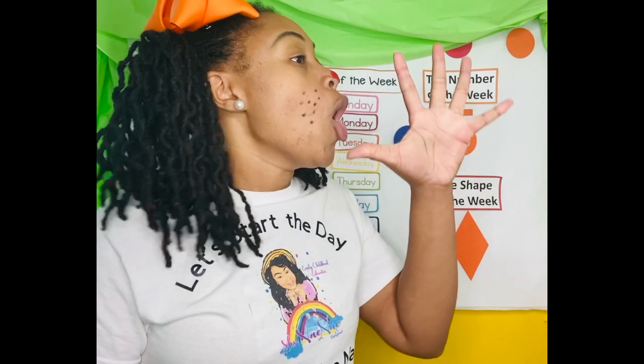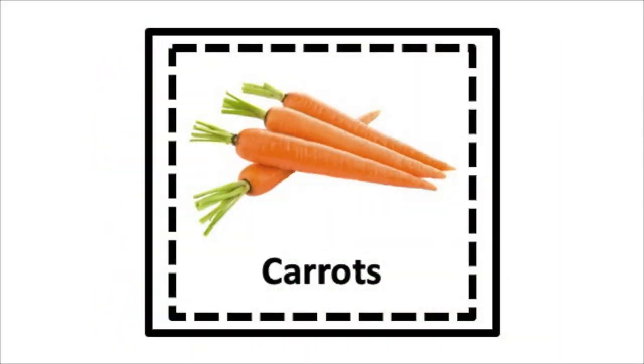Do it one more time. Orange. Great job. Now let's look at some orange color objects. All right. First object we have up, what is this a picture of? Carrots! Good job! Orange carrots.